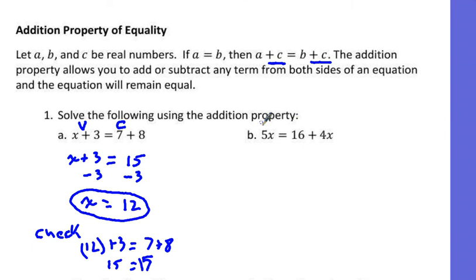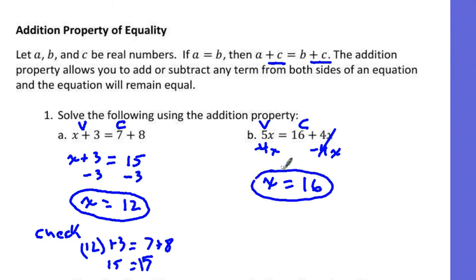In the next example, again, we want to get variables to one side of the equal sign, constants to another. I'm choosing to put the variables on the left here because I recognize I'm going to have to subtract 4x from both sides of the equal sign. And when I do that, I'll be left with a positive x. If I can make that positive, I will do that always. x equals 16.